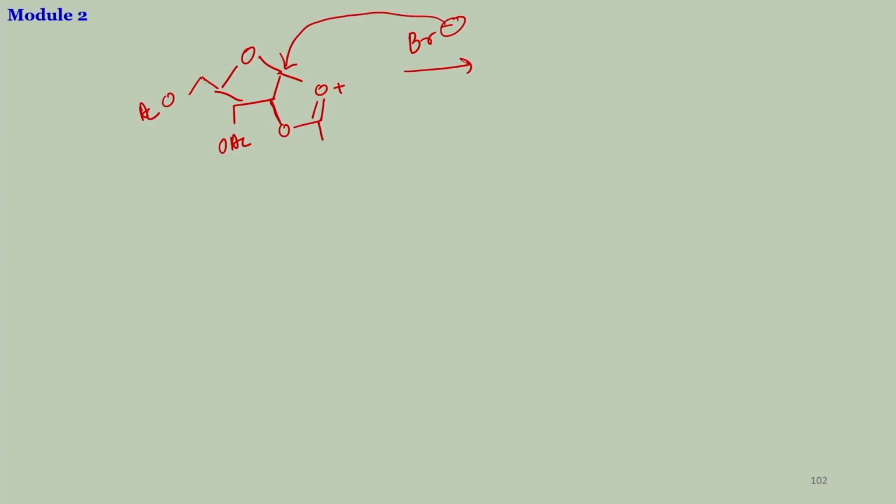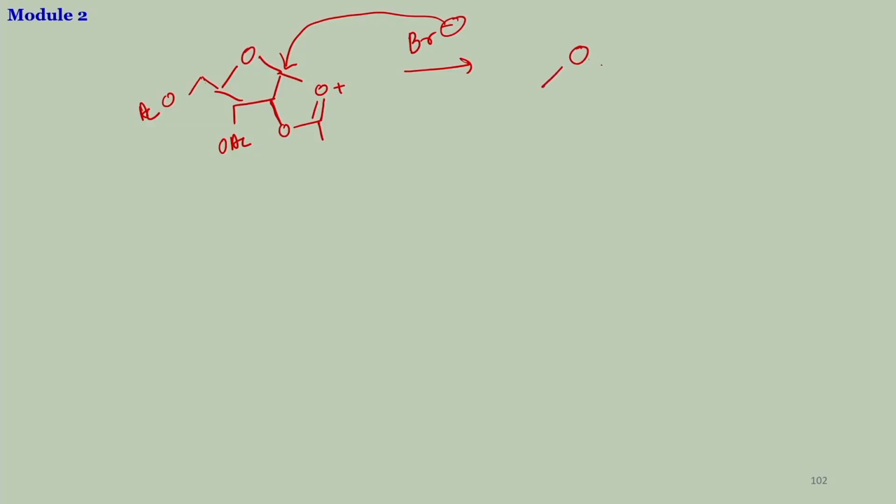So Br minus has to attack from up the plane, because down the plane is blocked by the intramolecular intermediate formation. Therefore this is going to attack, and it is going to come back, because the intermediate is not very stable. You are going to get back your OAc, OAc here, and your bromine has to come from up the plane. So, beta anomer.